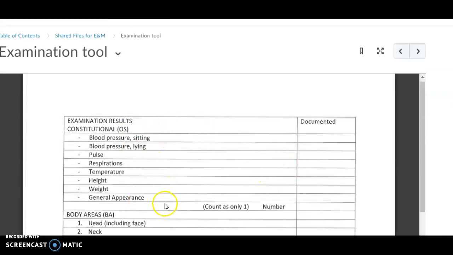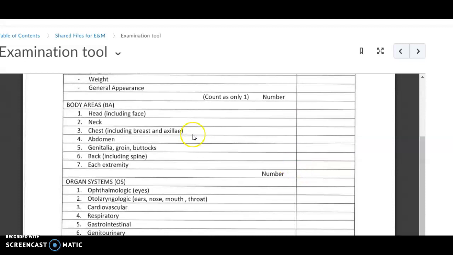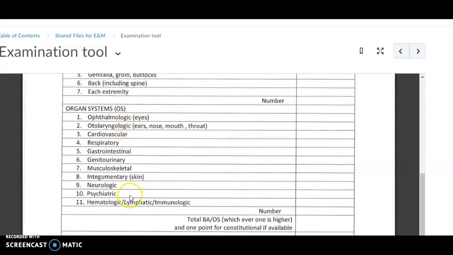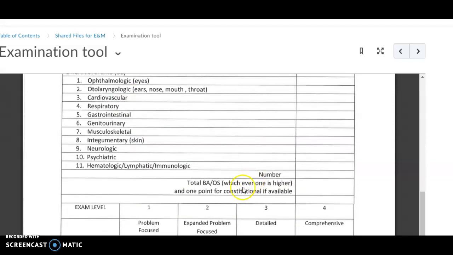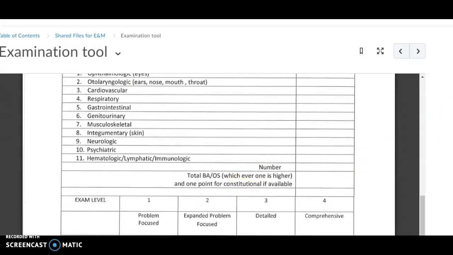It's kind of the same thing here. We talked about constitutional counts only as 1. Body areas, okay? And then we have organ systems, okay? Right here, I like this, because I added this part right here.